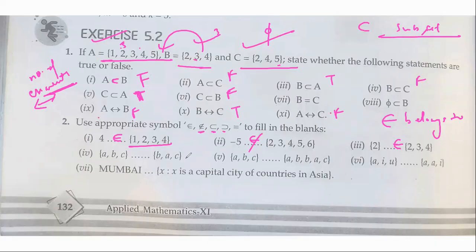Then ABC and BAC, whether you swap the places, they both are equal sets because their elements are the same. Then we have ABC, and you can't write the repetitive element in the set. This is also A, B, C only because here the elements are repeated, which we don't have to do. It's ABC only. So they are equal sets. Then AIU and AAI, so it is AI only. So which is the subset? The smaller one is the subset. So we can say this is the subset of this, right?